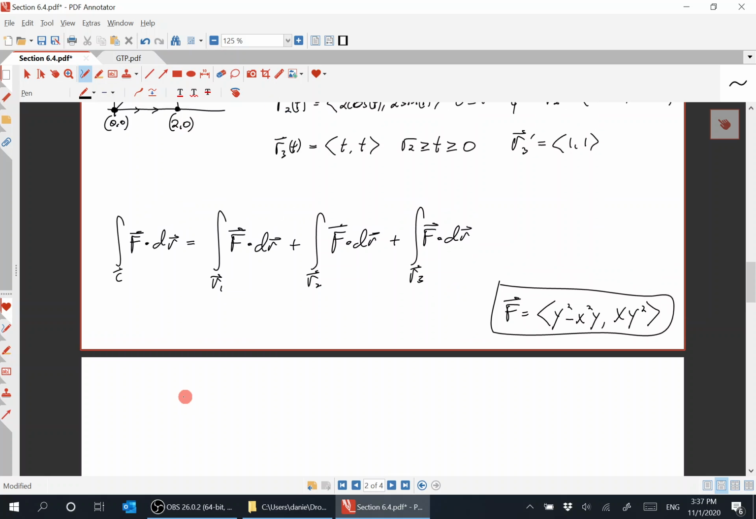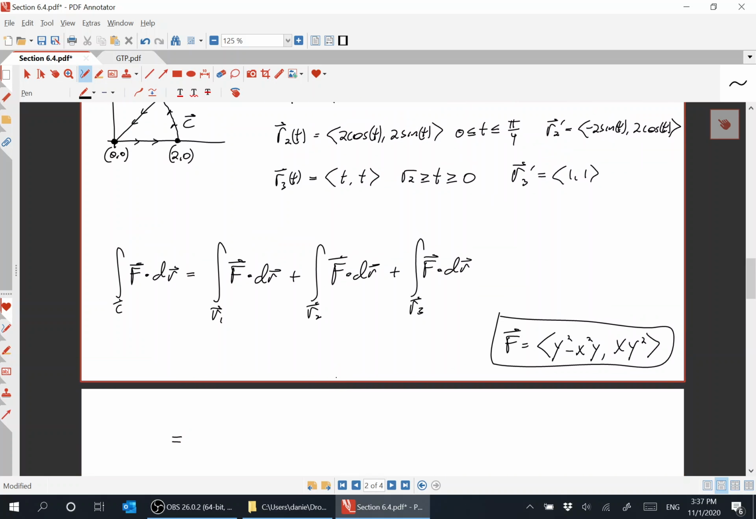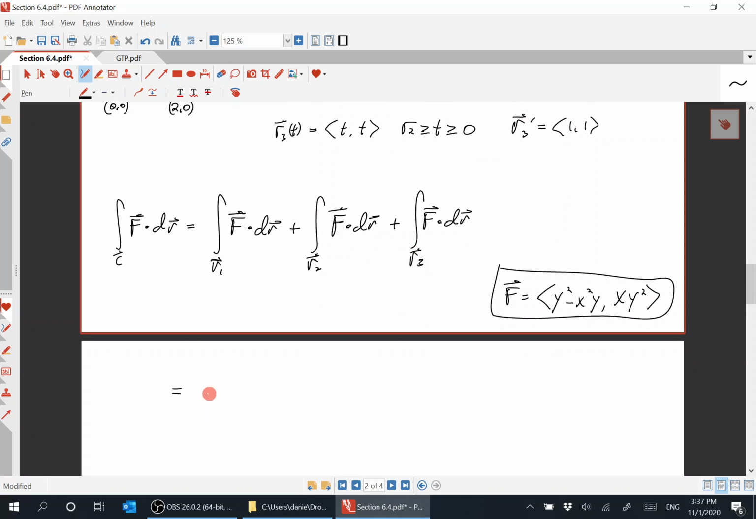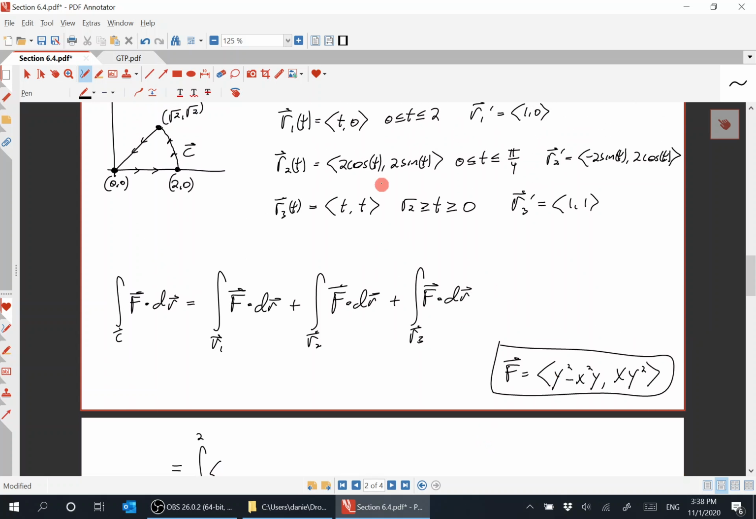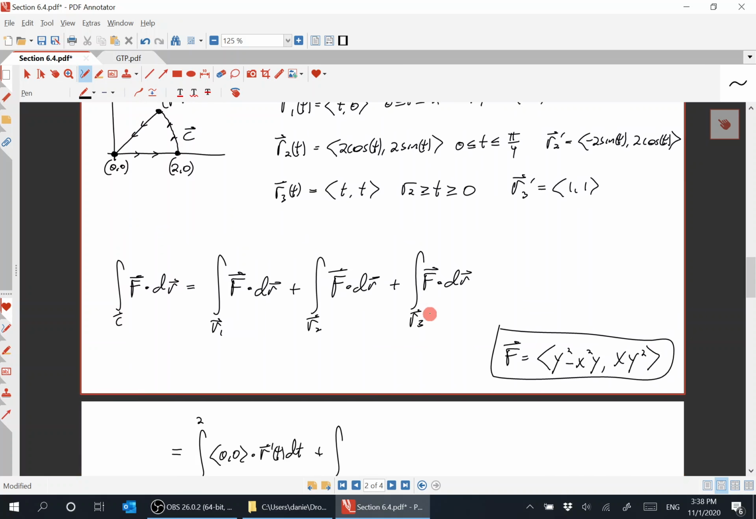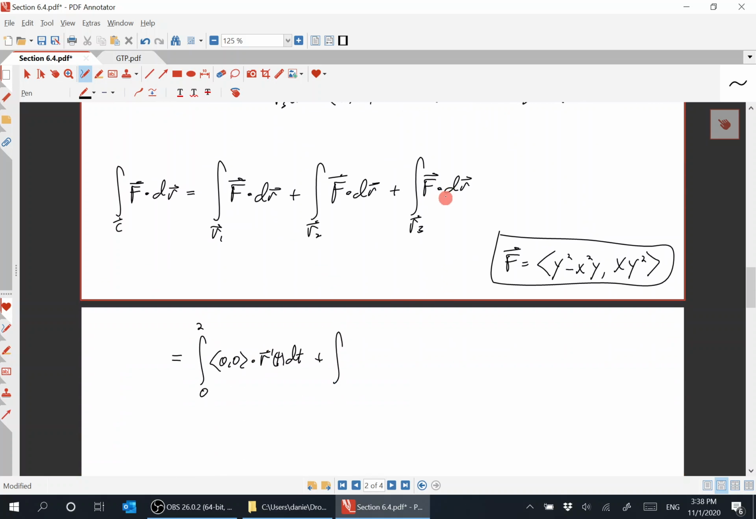Okay. So for the R1 part, R1 is (t, 0), for t from 0 to 2. F at (t, 0), the y is 0, so that's 0, and this is 0. So that's just (0, 0) dot r prime, whatever it is, dt. So that's just 0. Plus the integral from 0 to pi over 4.